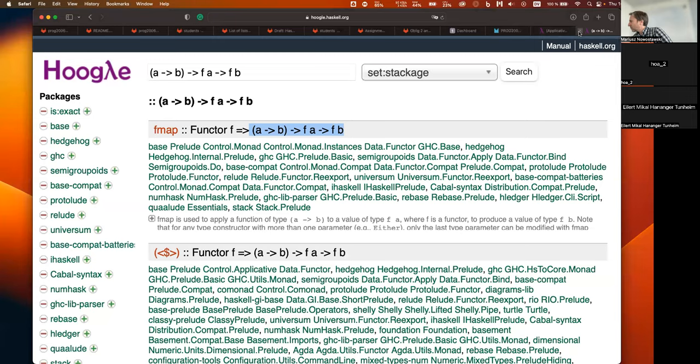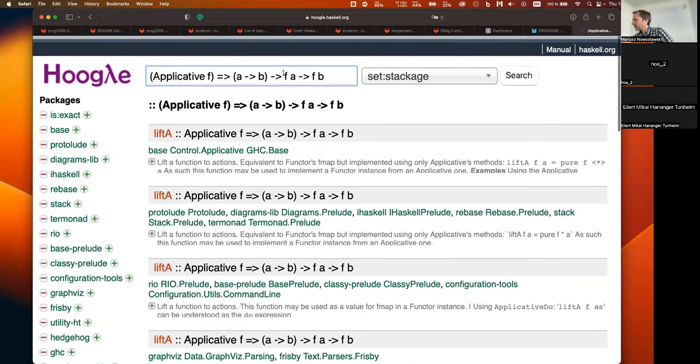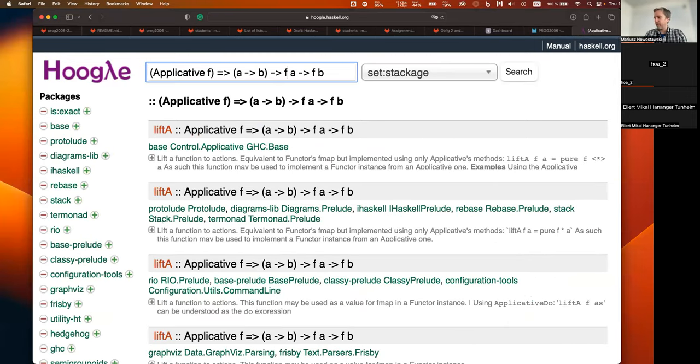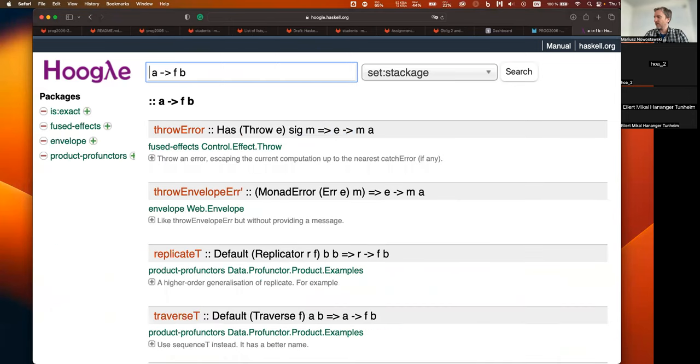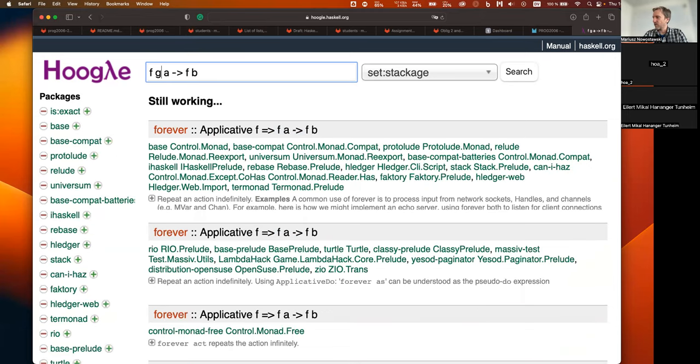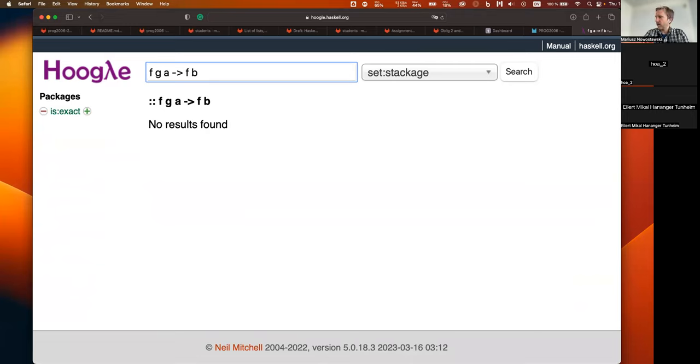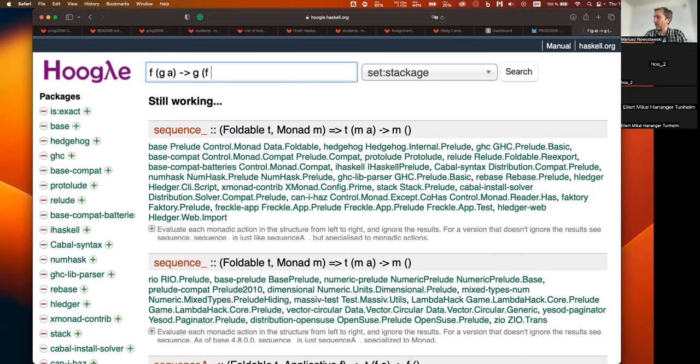So let's go to Google. Google is our friend. And we ask a query. The query says we have the outer structure F and we have the inner structure G. And then what we want to get is to flip it around, so the inner structure is now the outer structure and the outer structure is now the inner structure.